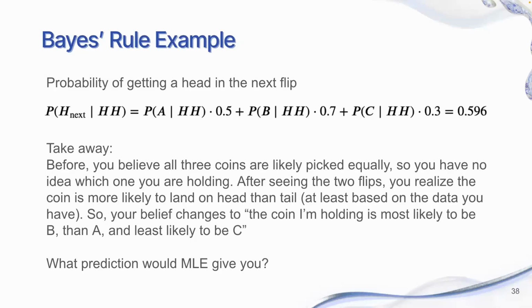What prediction would MLE give you? I kind of gave the answer away already, but does anyone know? For the bottom question, I kind of gave the answer twice already. If you're observing head and head, what would MLE give you? B. Yeah, in general, it will just give you whatever maximizes the likelihood. It just gives you 100% B.